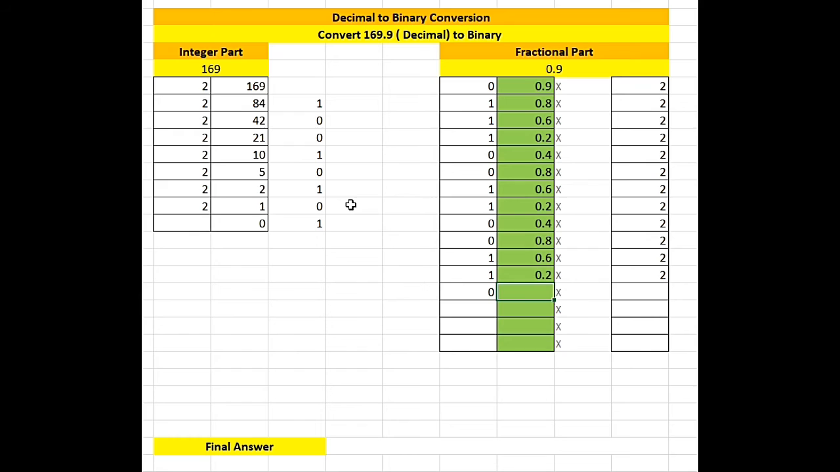0 goes here, 0.4 goes here. 0.4 again getting multiplied with 2 gives us 0.8. 0 goes here, 0.8 goes here. 0.8 again getting multiplied with 2 gives us 1.6. 1 goes here and 0.6 goes here. 0.6 getting multiplied with 2 again gives us 1.2. So 1 goes here and 0.2 goes here.